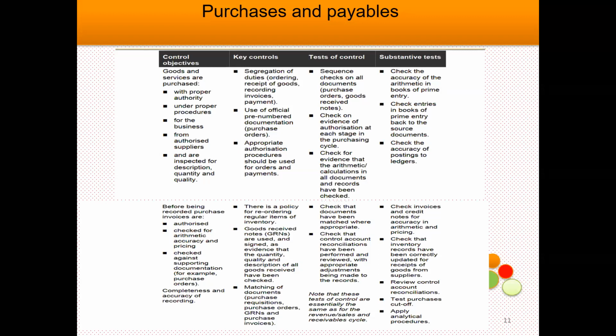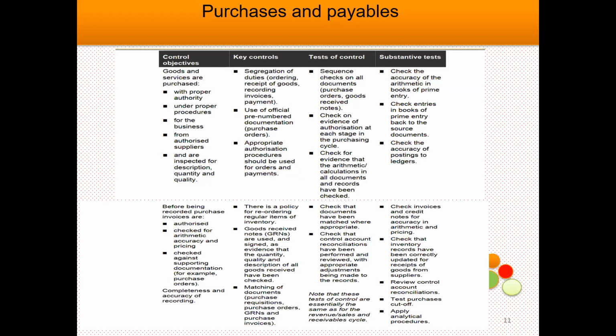Now, key controls, that's what Caleb was talking about, segregation of duties. It's appeared here again. Use of pre-numbered documentation, it's appeared here again. As you go through, you see that a lot of them overlap. A lot of them overlap. Appropriate authorization, it's very, very important.